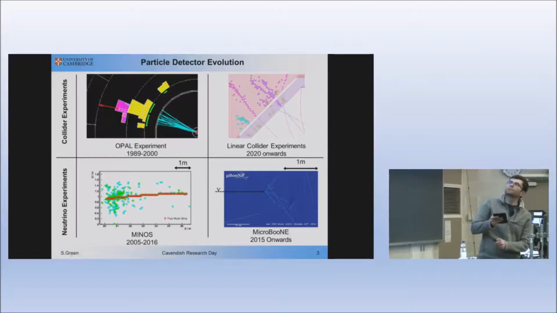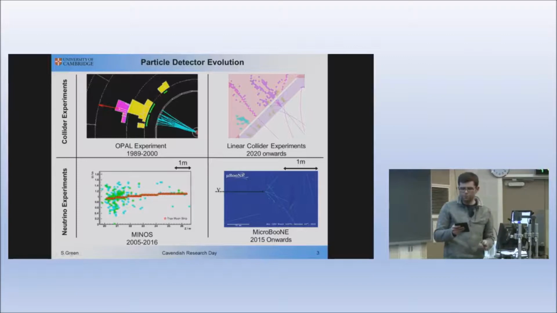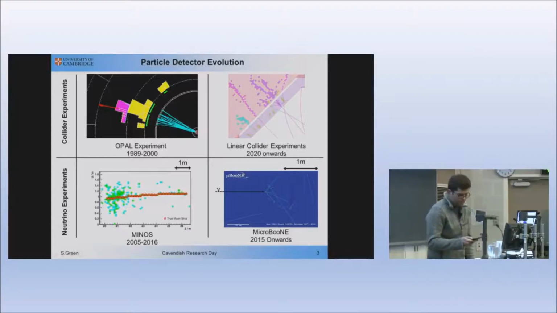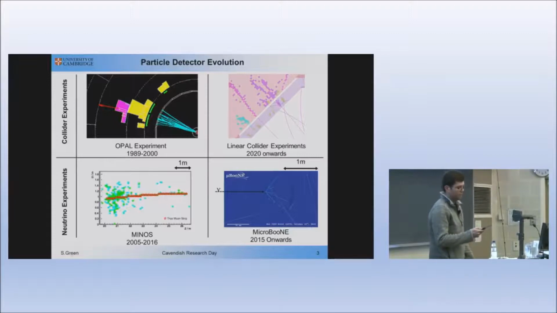Now, if we just contrast the images on the left and on the right, you can actually see that there is a huge difference and that the resolution of the things that we're looking at really has vastly improved over time. Now, this additional information is extremely useful for studying particle physics.